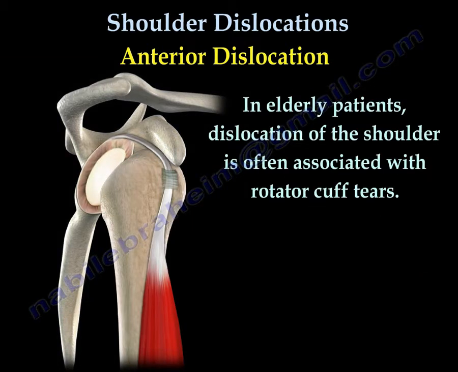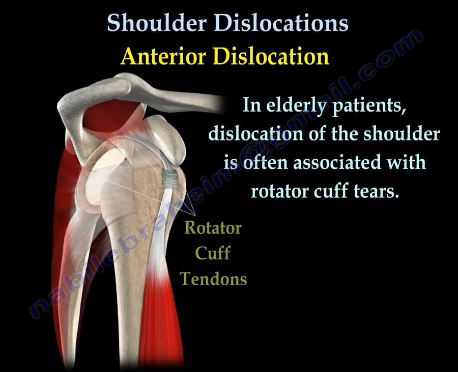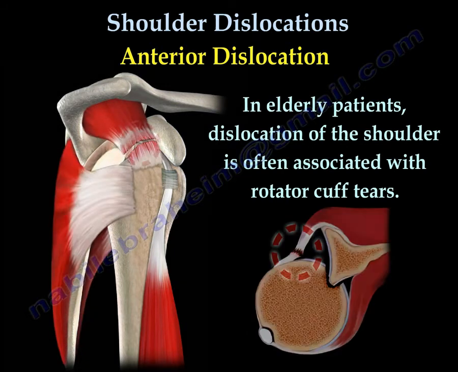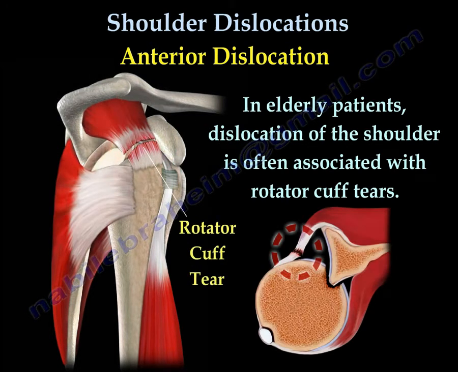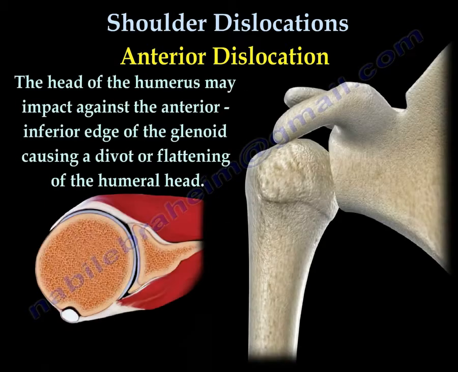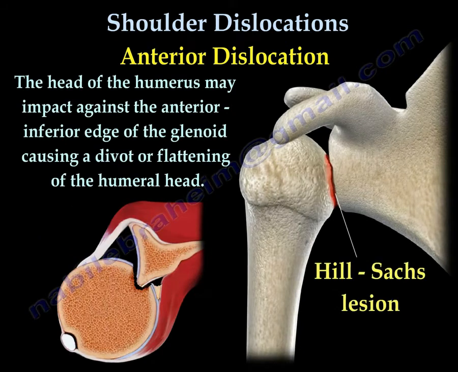In the elderly patient, dislocation of the shoulder is often associated with a cuff tear. You can see here in the elderly patient how the cuff is torn. When the head of the humerus impacts against the anterior inferior edge of the glenoid, it causes flattening of the humeral head. We call it a Hill-Sachs lesion.